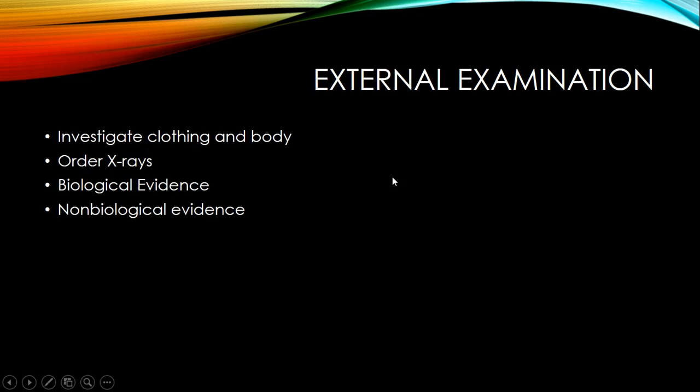The first step of the autopsy is going to be an external exam. So we're going to investigate the clothing and the body and order x-rays. X-rays can help give us an overview of what is going on inside the body before you begin the dissection, because you can look for bullets, different injuries to the bones, maybe some medical procedures that have like a plate in their leg that you could use to find a serial number.